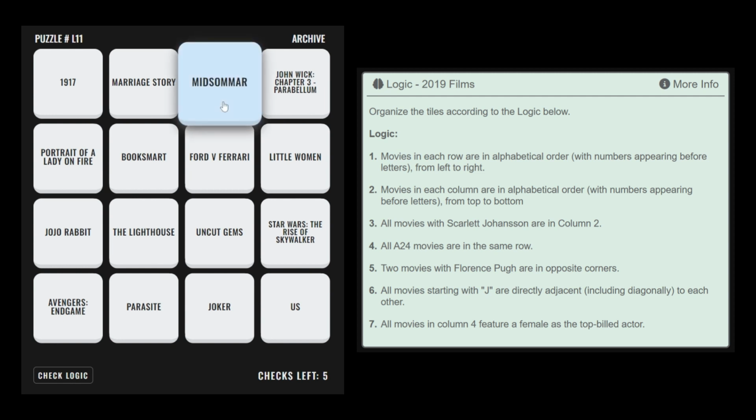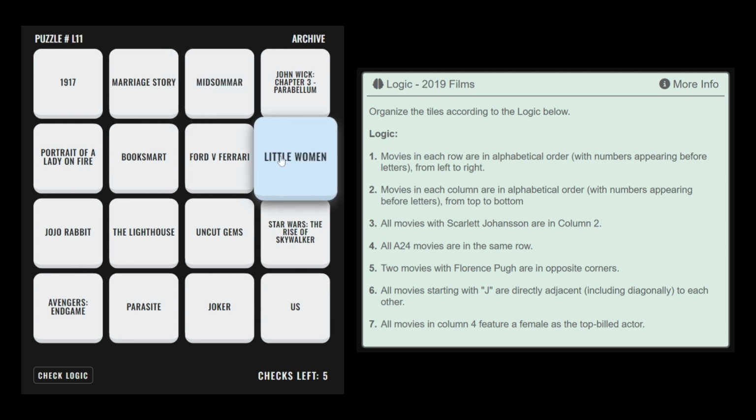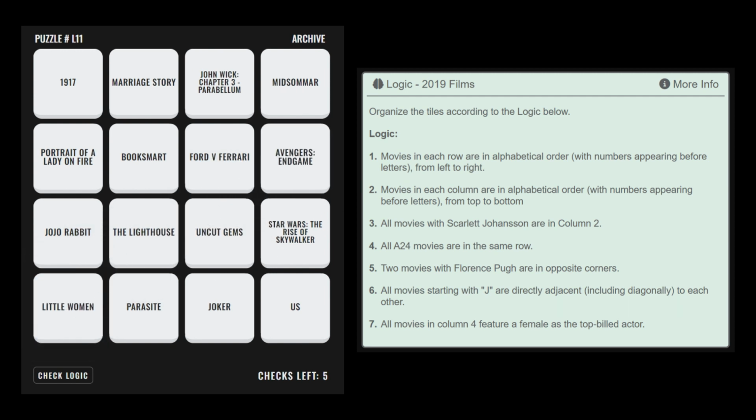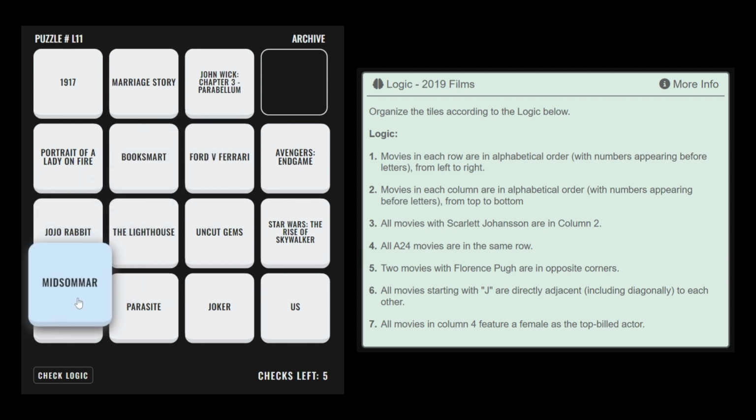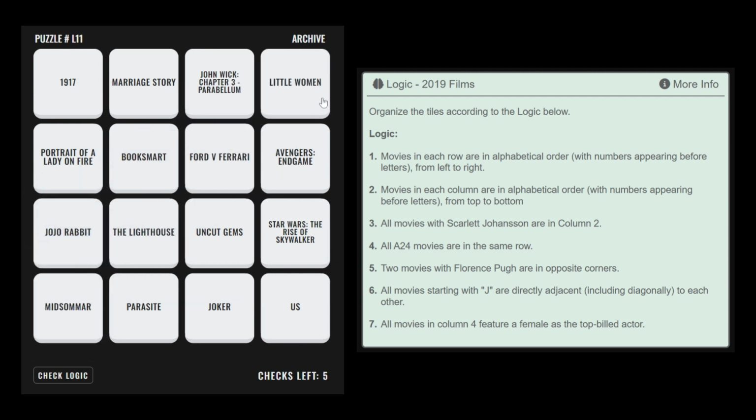Since these two corners are taken, we know that Midsummer and Little Women each belong in one of the other two corners. Rule number 4 states that all A24 movies should be in the same row. These are Midsummer, The Lighthouse, and Uncut Gems. Since Midsummer must be placed to the left of these movies to follow alphabetical order, Midsummer must be placed in the bottom left corner, and so Little Women must belong in the top right corner.